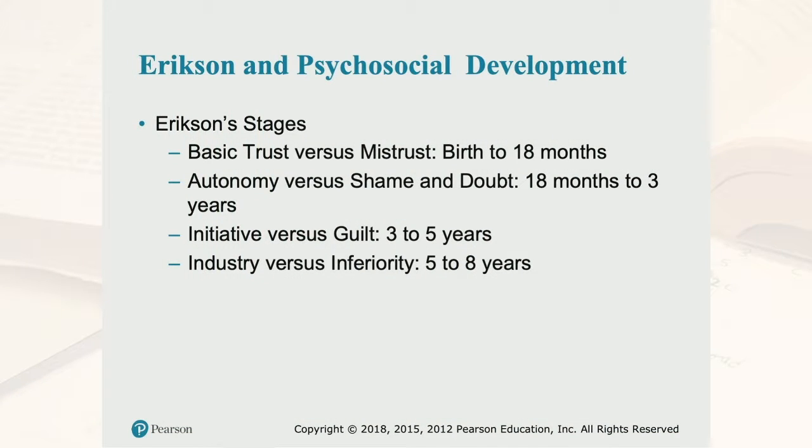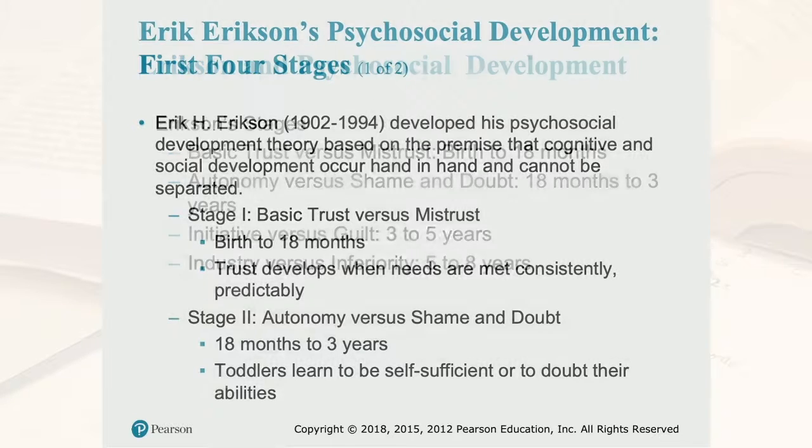Erikson's psychosocial development. Erikson was a huge pioneer of theories. Erikson developed a whole psychosocial development theory with many different stages. The first stage is trust versus mistrust, which is birth to 18 months. Autonomy versus shame and doubt is 18 months to 3 years. Initiative versus guilt is 3 to 5 years, and industry versus inferiority is 5 to 8 years.